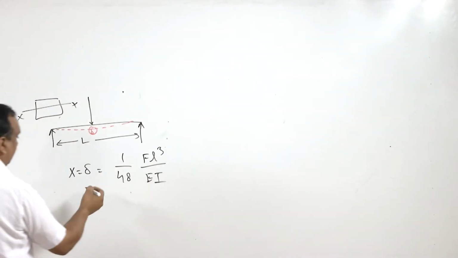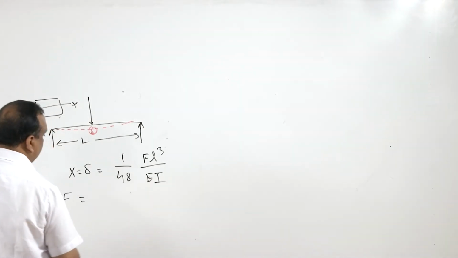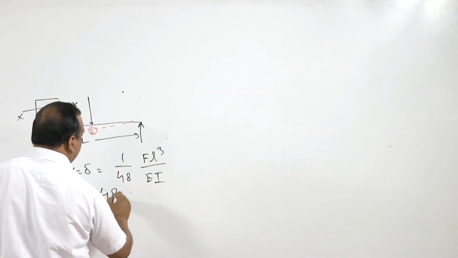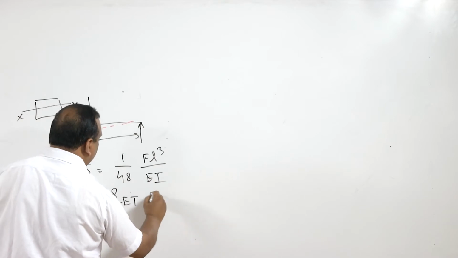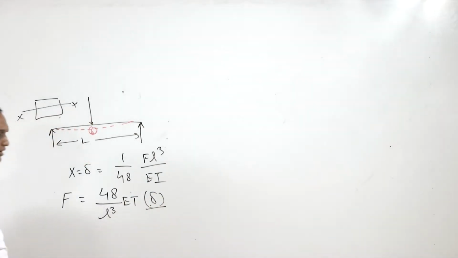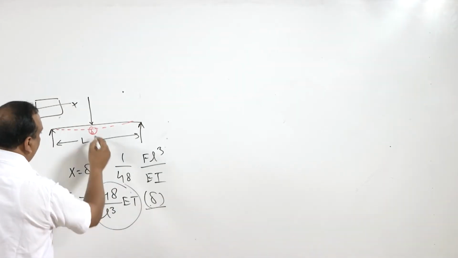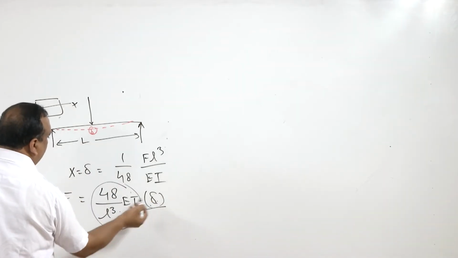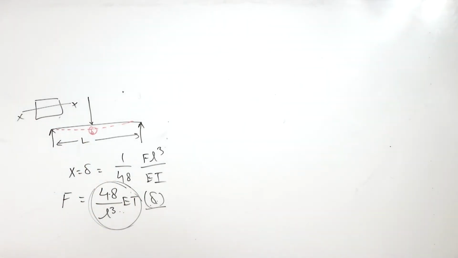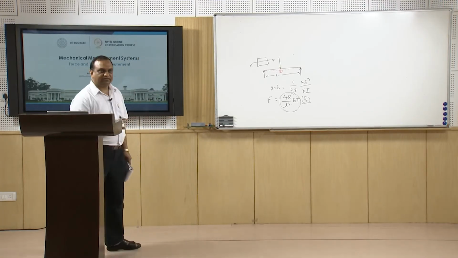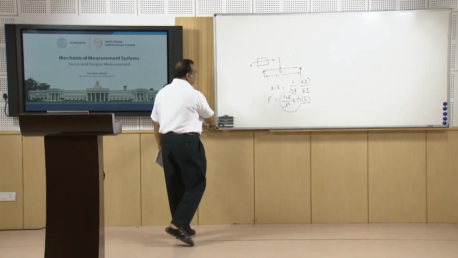So here F is equal to 48 EI by L cube multiplied by delta or X. And this is also a constant here. So the moment we calculate the delta, we will definitely multiply delta or X by this constant K, and we will get the value of F. That is another way. This is for the very basic things for the measurement of the force.